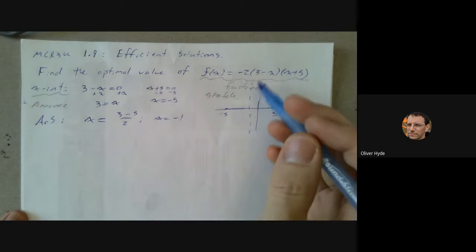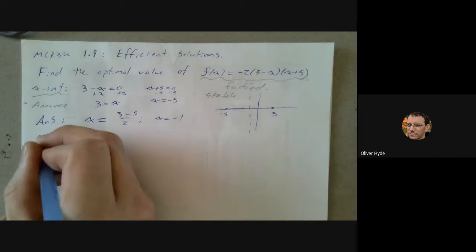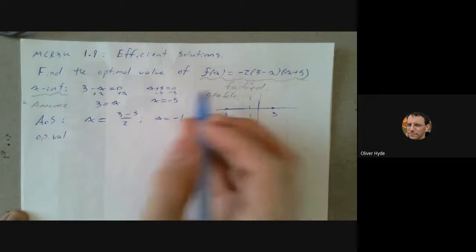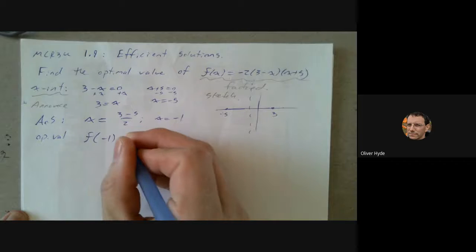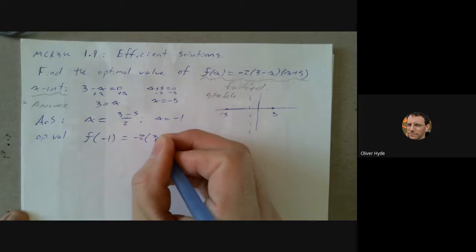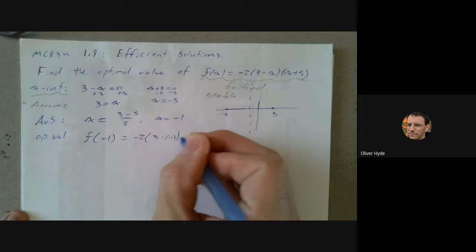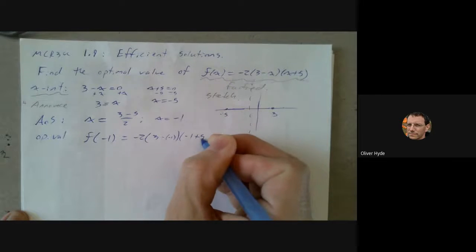And once I know my axis of symmetry, I can find my optimal value by just figuring out the output from this machine when my input is -1. So f of -1 is going to be -2 times (3 minus -1) times (-1 plus 5). Now watch the symmetry here.